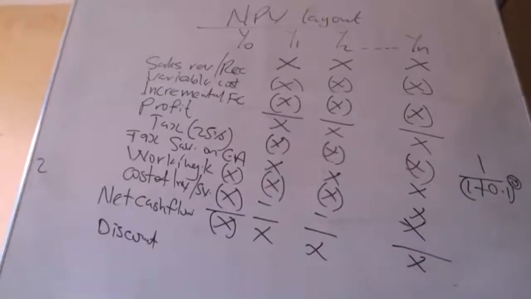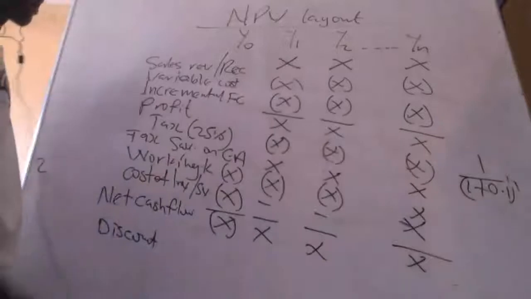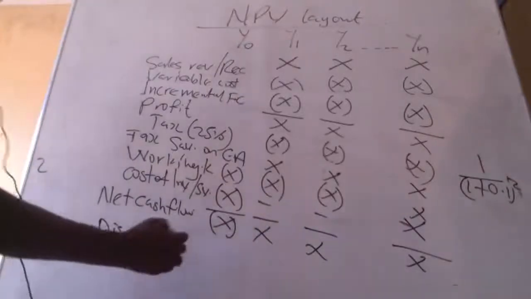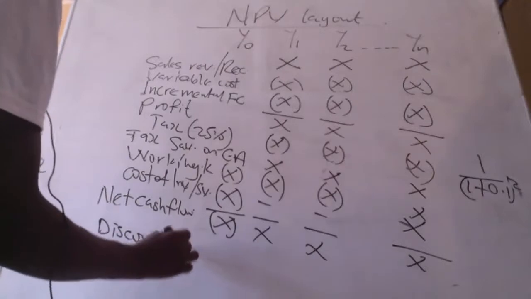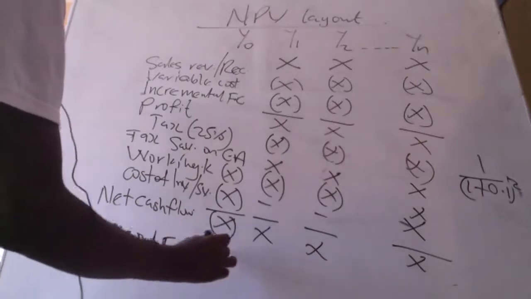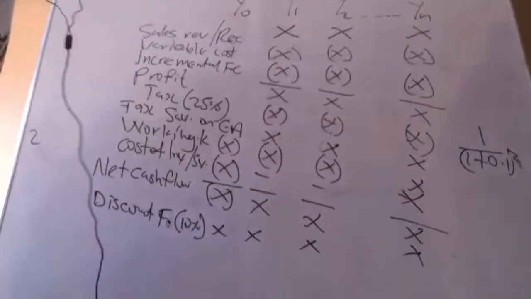So let's see how the discount factor will be determined. At year 1, you put 1 there and put the answer down. At year 2, you put 2 there, up to the end, and then you fill it. So the discount factor, maybe 10%, gives so much, so much, so much. That's the discount factor.